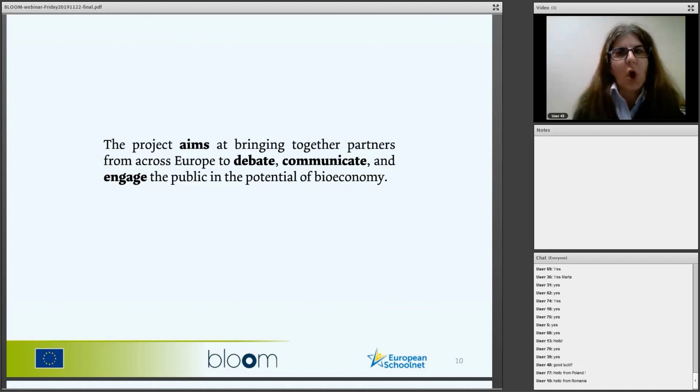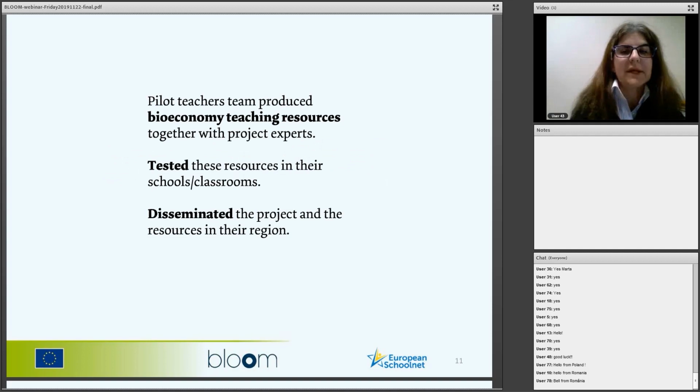Bioeconomy aims to establish open and informed dialogues co-created by European citizens, civil society, bioeconomy innovation networks, local research centers and industry stakeholders. The project aims at bringing together partners from across Europe to debate, communicate and engage the public in the potential of bioeconomy.